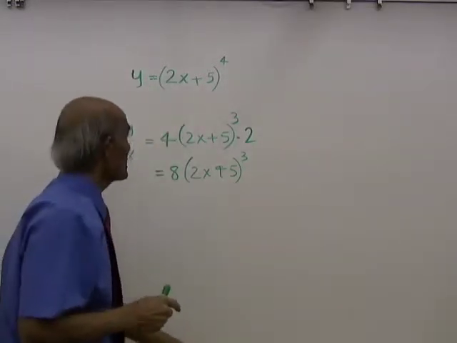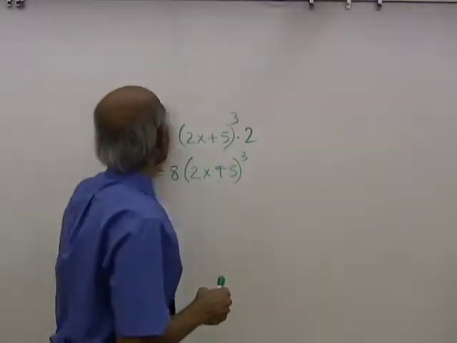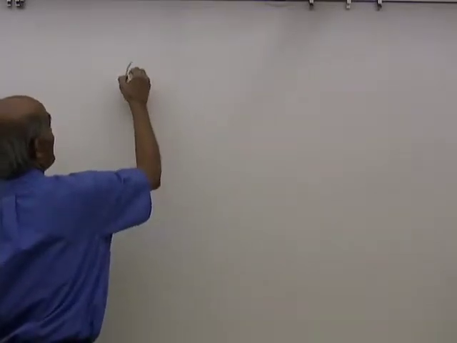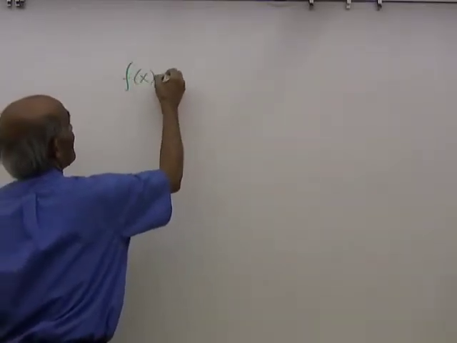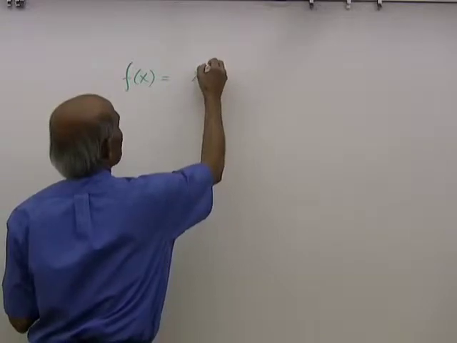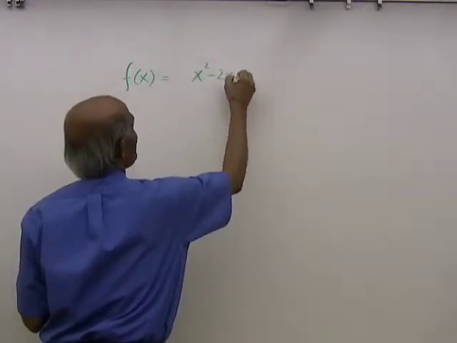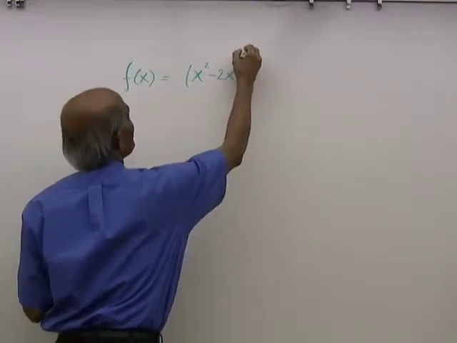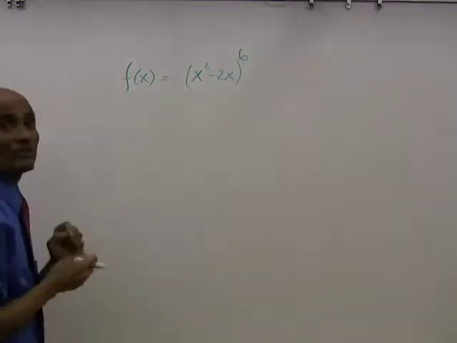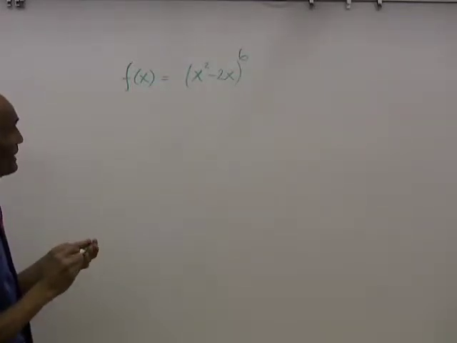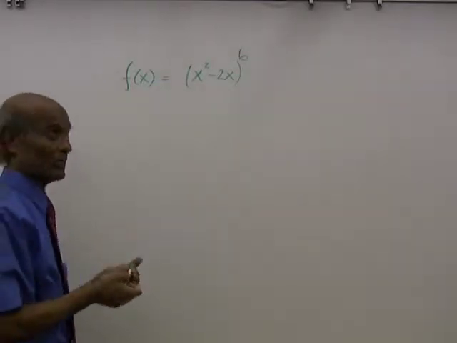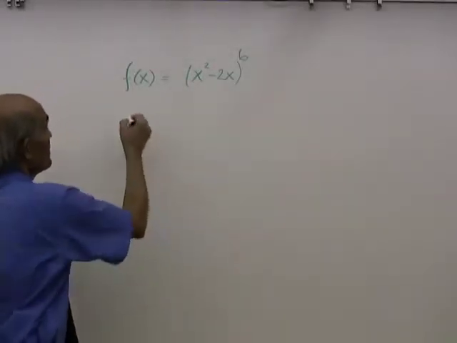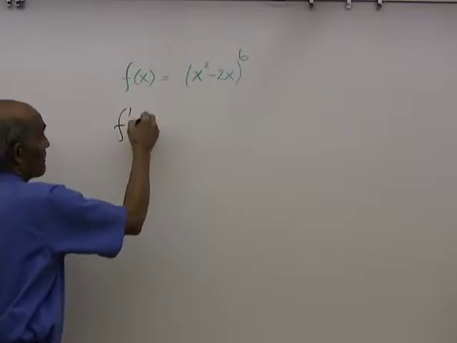Alright, let me give you another one and see whether you can do that on your own. Okay, we have f of x equal to x squared minus 2x raised to the power of 6. F of x is x squared minus 2x raised to the power of 6. Well, what is f prime of x equal to?